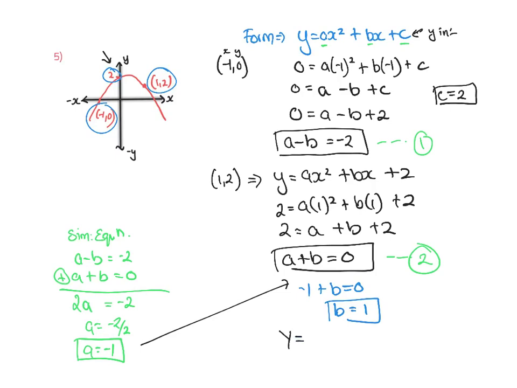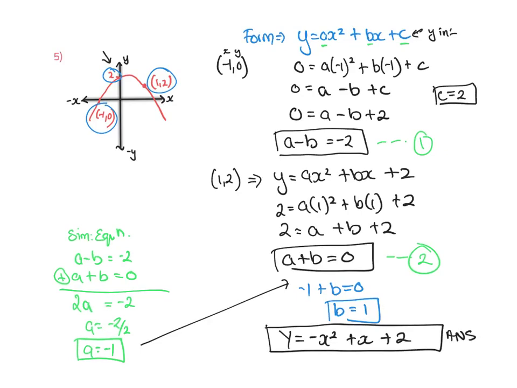So y equals, a is negative 1, so negative x squared. b is a positive 1, so plus x, and plus 2. So there's the equation, the answer. And if you have a look, we should have got a to be negative because it's a negative graph.